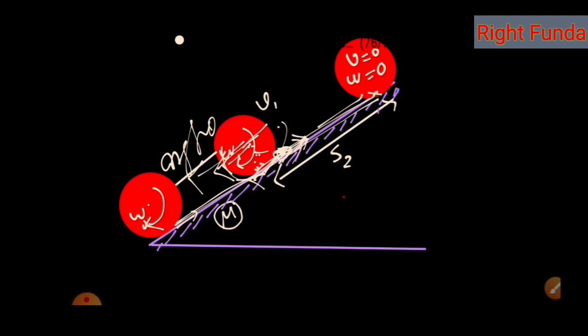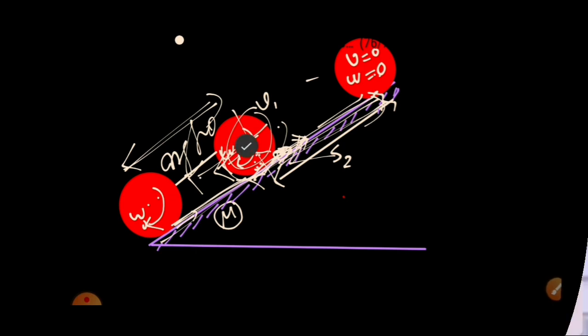Friction force was not doing any work there. From here to here, friction force was doing work, and gravity was also doing work. But after pure rolling took place, only gravity was doing work. From here to here, we applied the work energy theorem to calculate S2. So in total we can calculate how much distance is moved with sliding and how much in rolling, and the total distance was calculated by adding S1 and S2 together.